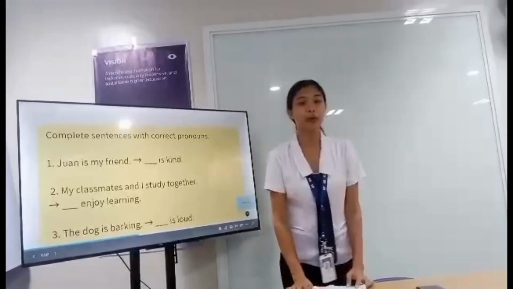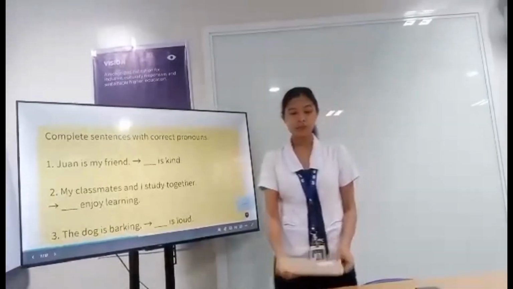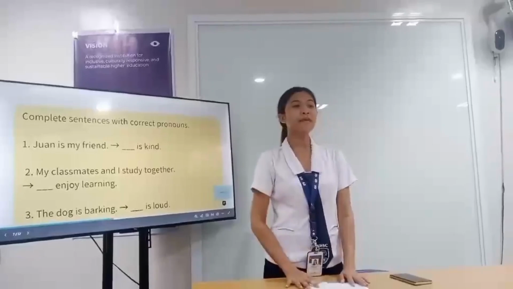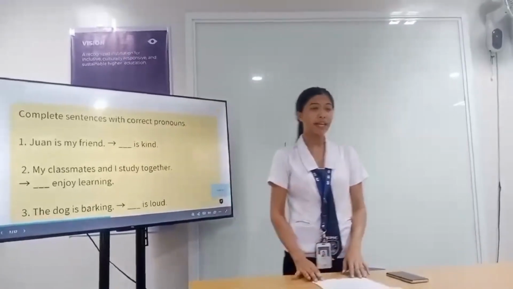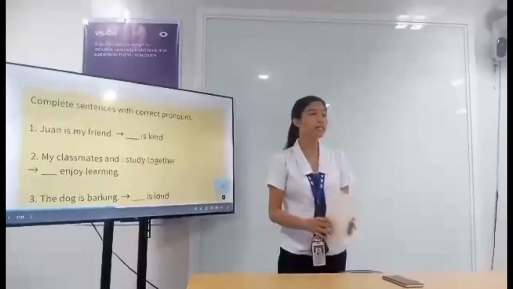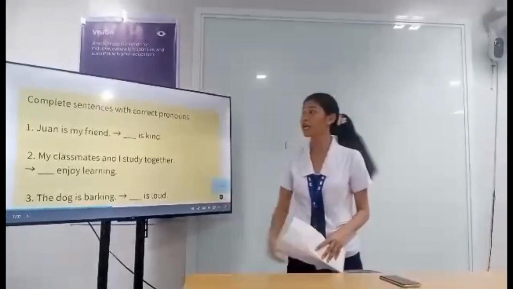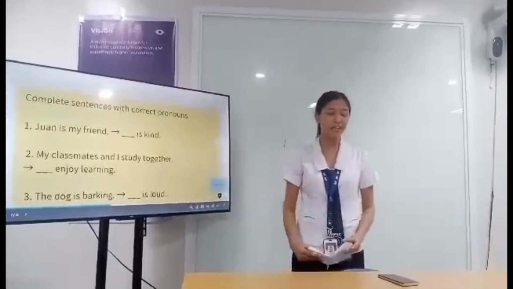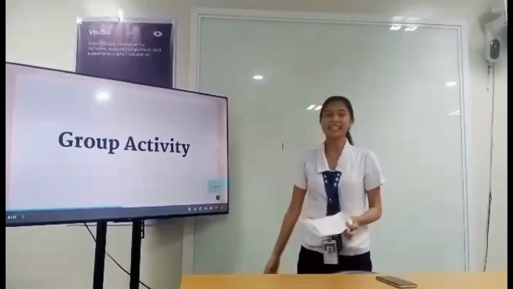So I will give you 3 minutes to complete your activity with your pair. So 3 minutes is done. I want you to pass all your papers in front, and I will be the one who will check your activity. So now, do you have any questions and clarifications about your previous activity? No, teacher. Okay, very good. So with that, we will proceed with our next activity.